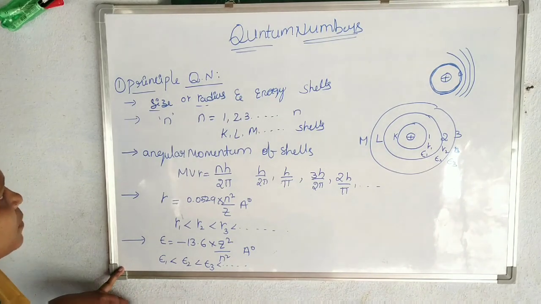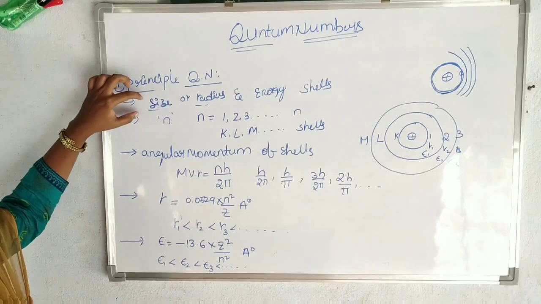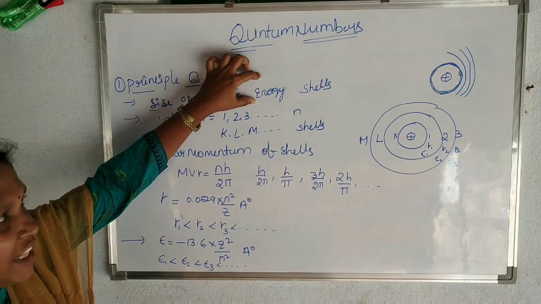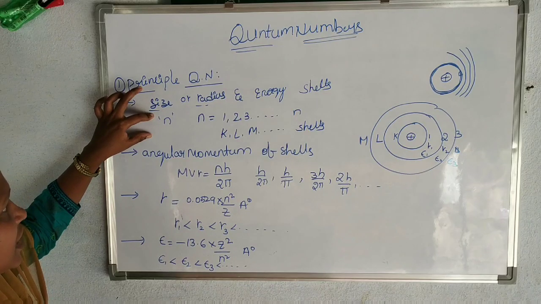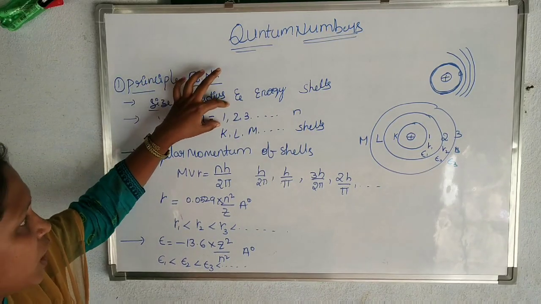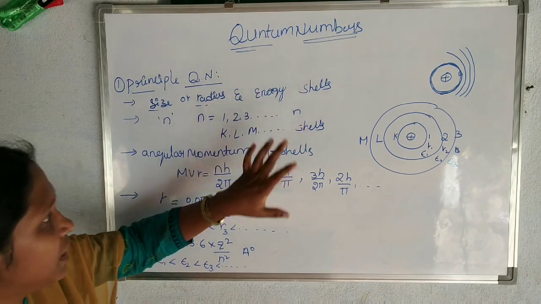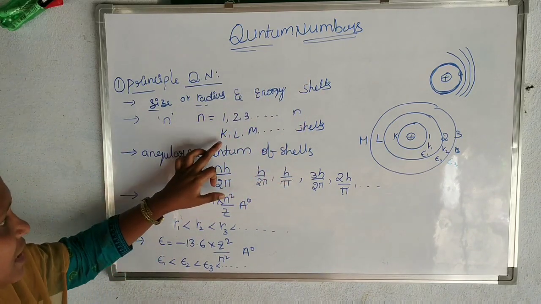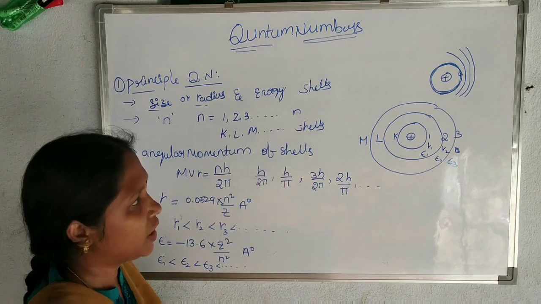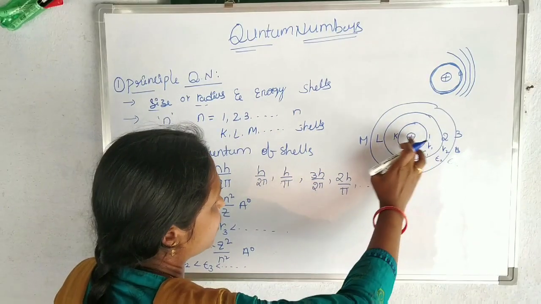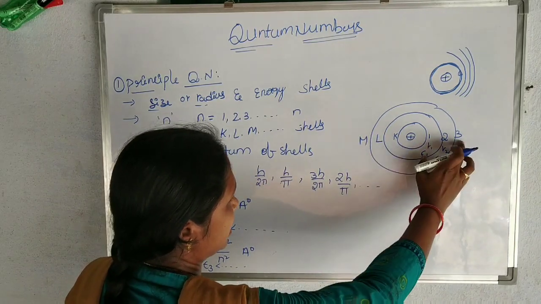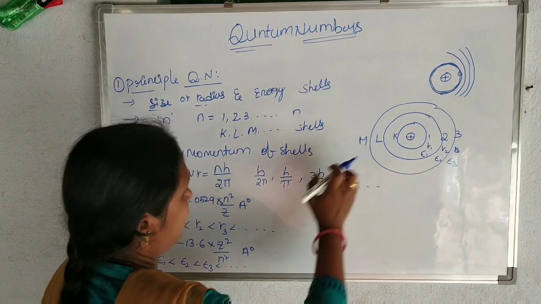What does it explain? The principal quantum number explains the size or radius and energy of the shells, and it is indicated with a small n and has values 1, 2, 3, and so on up to n. Also n is indicated as K, L, M shells. So the first shell is also known as the K shell, the second shell as the L shell, and the third shell as the M shell.